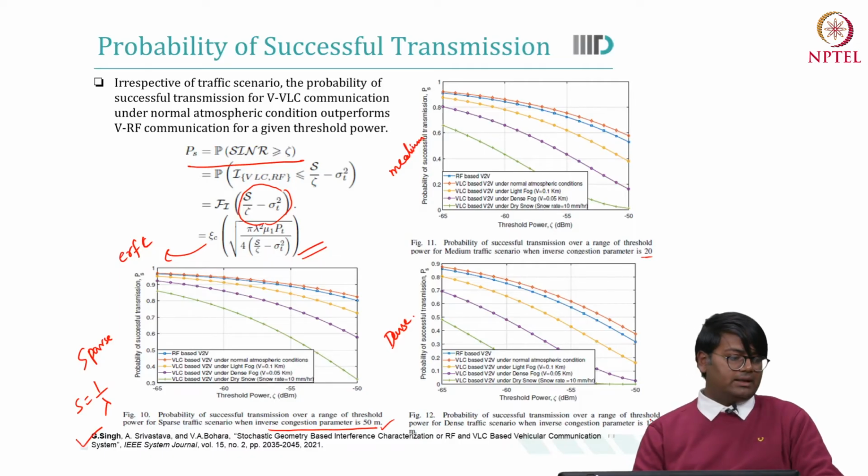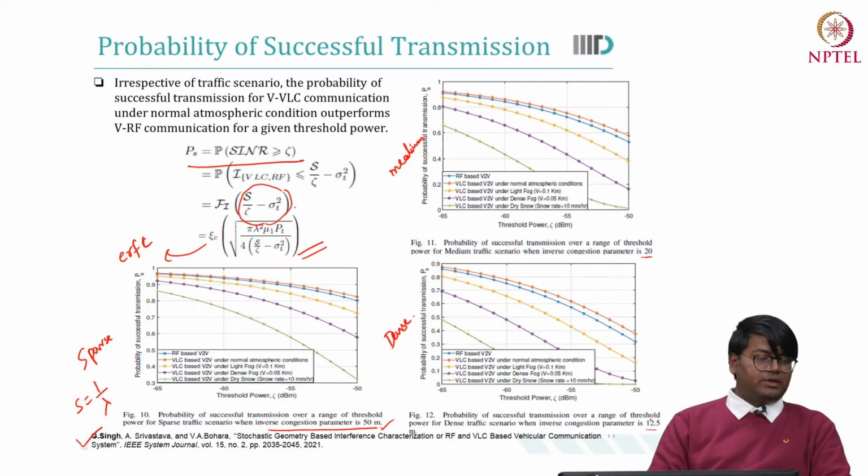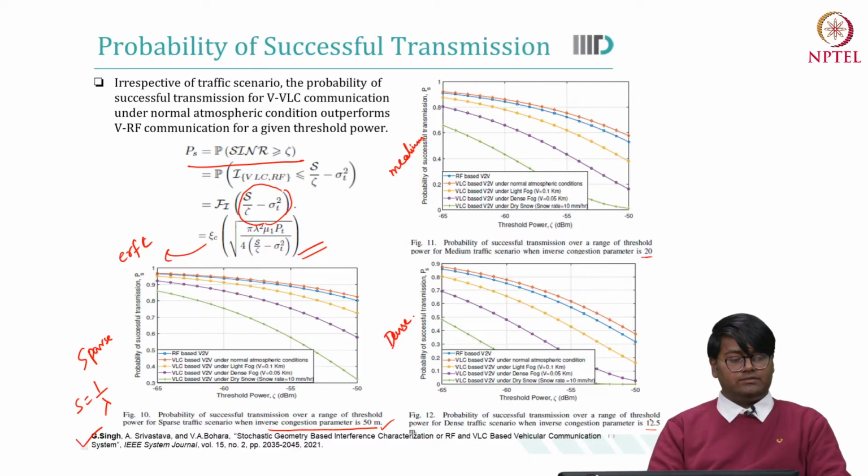Now, irrespective of all these traffic scenarios, we observe that the probability of successful transmission for vehicular VLC communication under normal atmospheric conditions outperforms VRF communication for a given threshold power. So, in all the conditions we see that irrespective of whether it is a sparse, medium or dense traffic scenario, your vehicular VLC under normal atmospheric conditions outperforms your VRF.